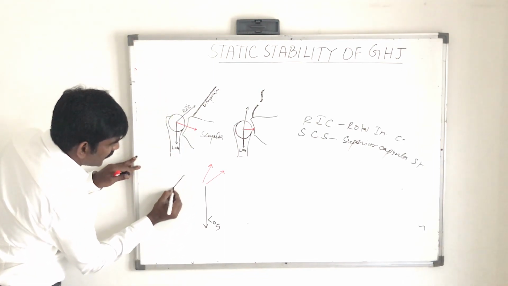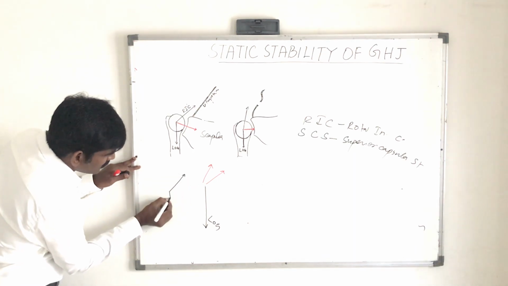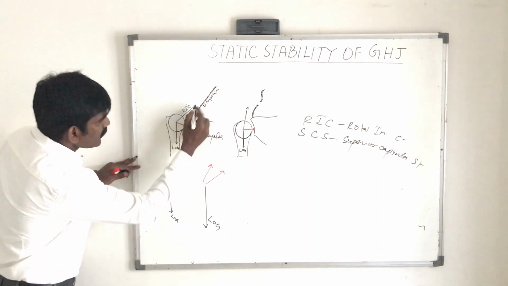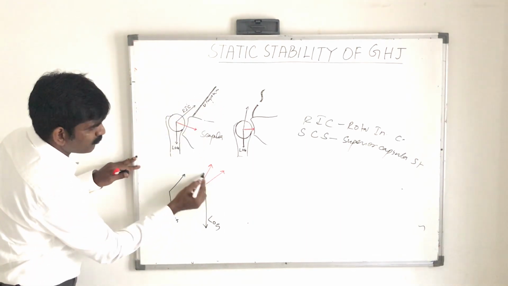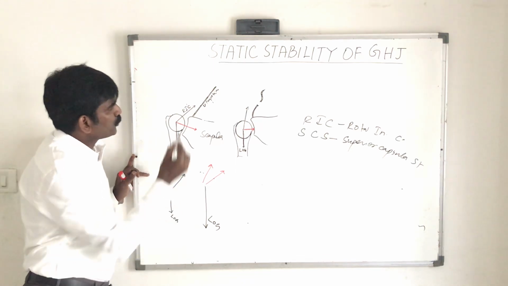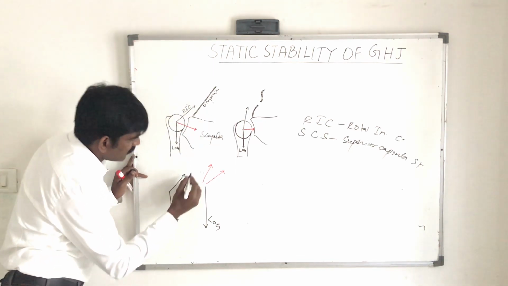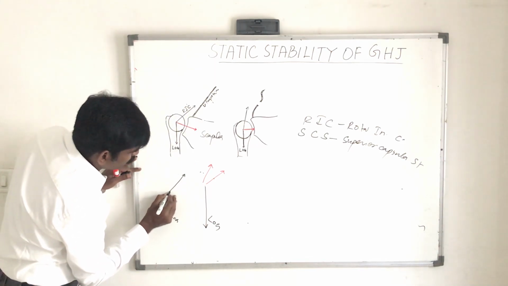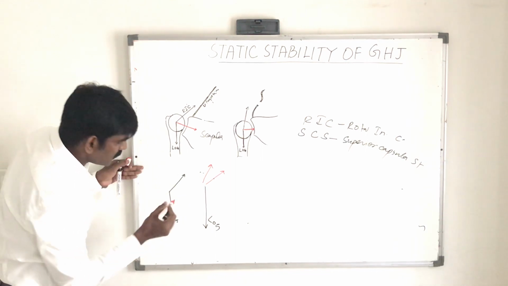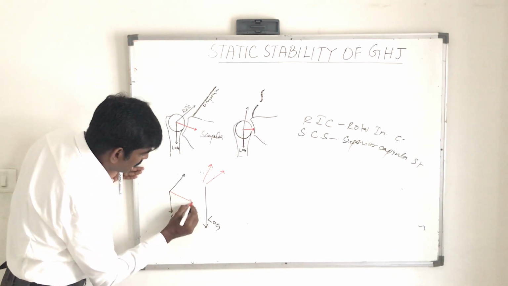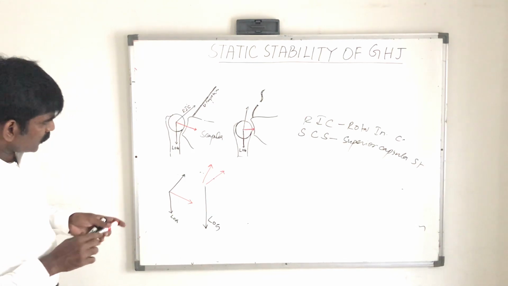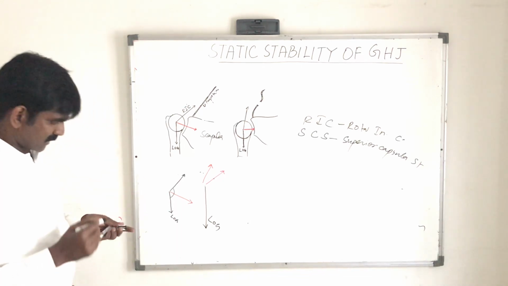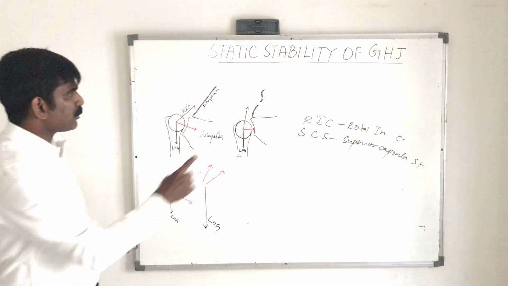One force is acting in this direction, the other force is acting in the downward direction. This is LOG, the line of gravity, and this force is the combined force of both the superior capsular structure and upper trapezius, or the stabilizers. Clear? Now a resultant force is produced in this direction. You see the angle is less.